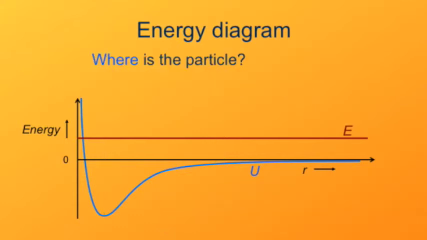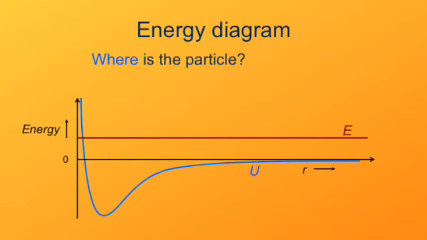Looking at this, we can ask and we can answer, where is the particle? If E is truly the total energy of the system, the particle has a possibility of being in those positions where the total energy is greater than the potential energy. Because if the potential energy is greater than the total energy, then it doesn't have enough energy to get there. Unless the particle is right at that point where the potential energy equals the total energy, then it has some non-zero kinetic energy.